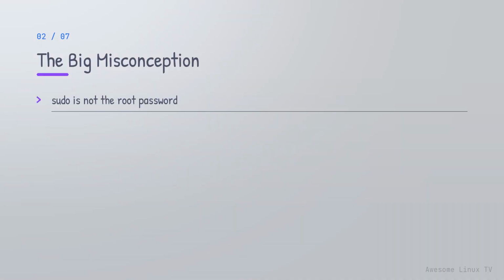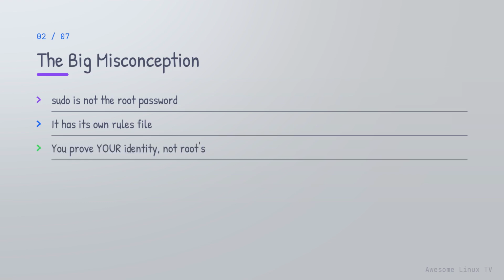Here's the thing that trips up almost every beginner. When sudo asks for a password, it's asking for your user password, not root's. Root doesn't even need to have a password set for sudo to work. That's because sudo doesn't consult the system shadow file for root. It has its own access control list called the sudoers file, and it authenticates you as yourself using PAM, which stands for Pluggable Authentication Modules. Your user just needs to be listed in that file with the right permissions.